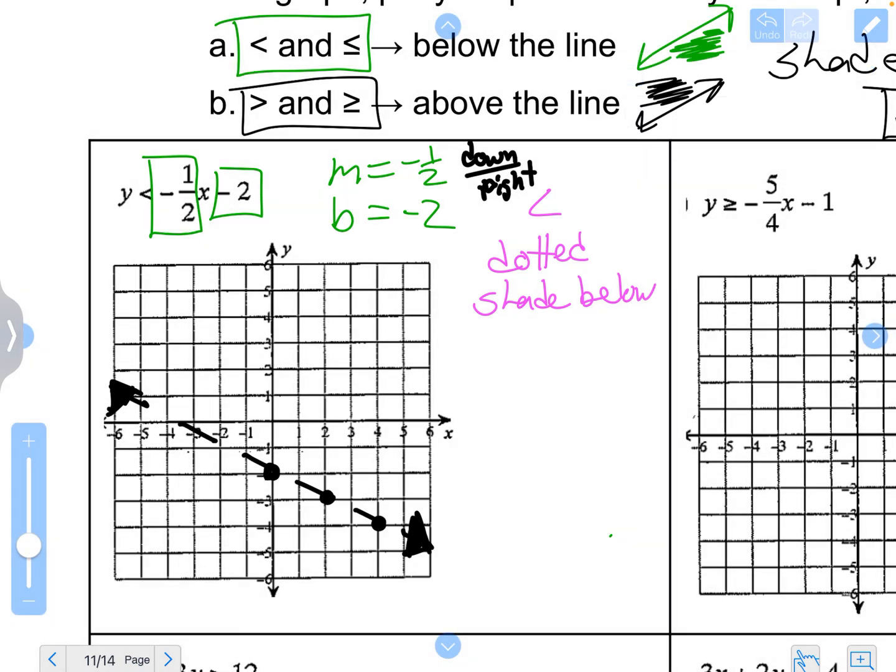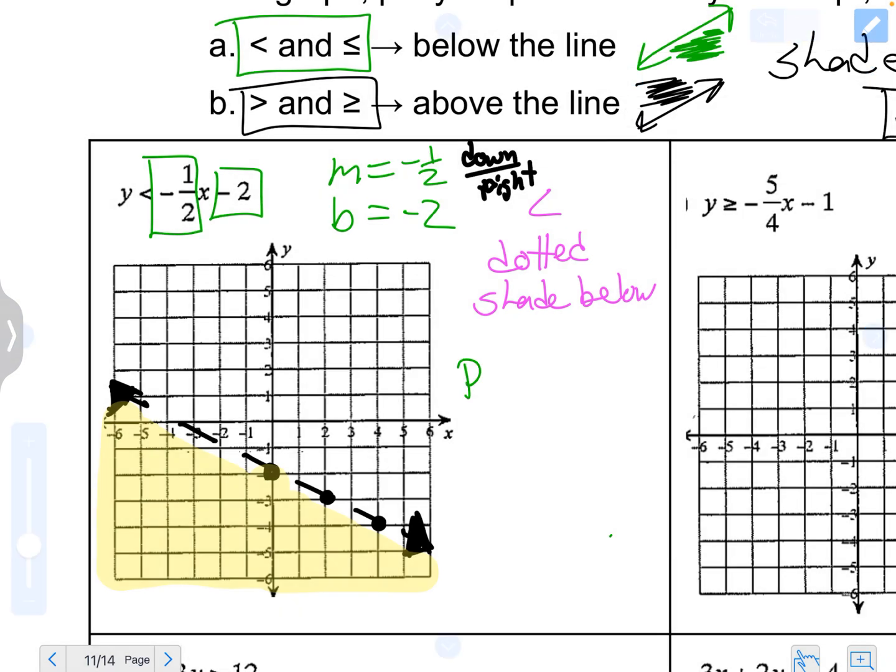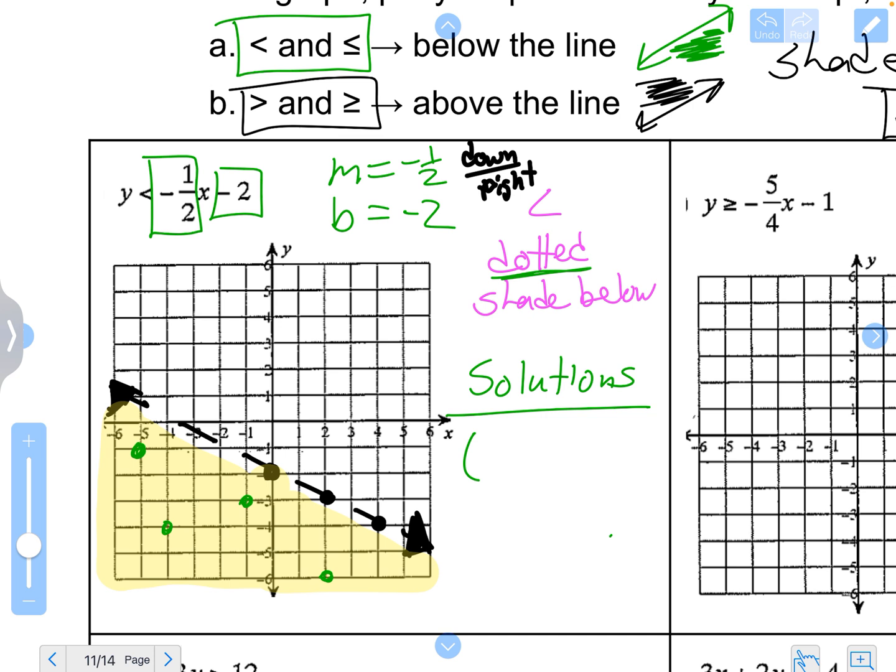And then we're going to shade below. So I'm going to find the y-intercept, and I'm going to shade everything below that y-intercept. And so when we do inequalities, it's always going to ask about possible solutions or the solution set. So solutions are anything, any point in the shaded area, and if it's dotted, we cannot include the line. So I'm going to draw 4 different points that are in the shaded area, and I'm going to write them down as my solutions. Again, it could be any point in the shaded area. I'm just going to pick 4 random ones.